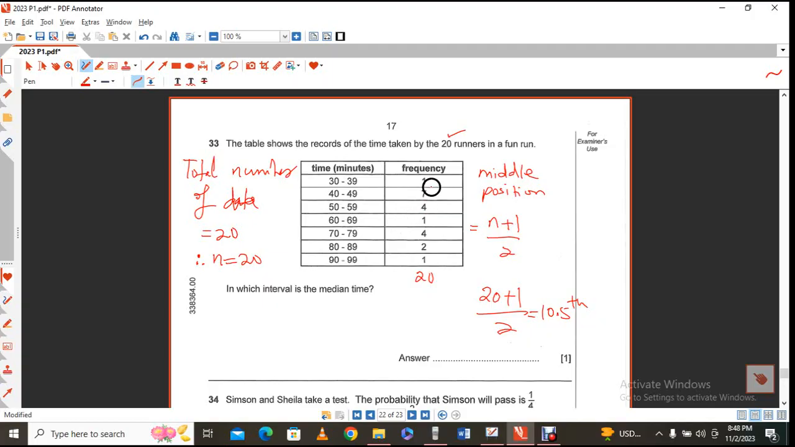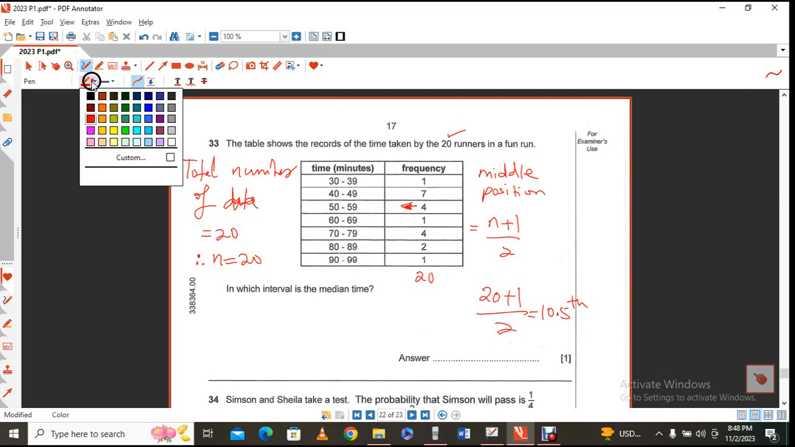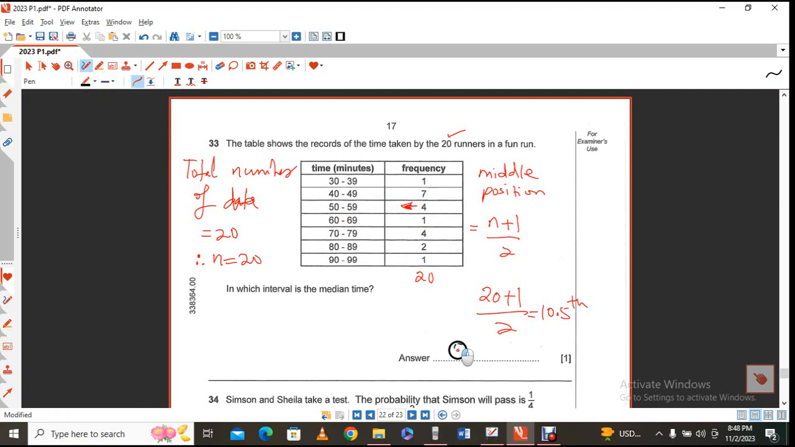So 1 plus 7 is already 8. 8 plus 4 will take you to 12. So positions 10 and 11 will be in this particular row. So our median time is the times between 50 to 59. That is where the median time will lie.